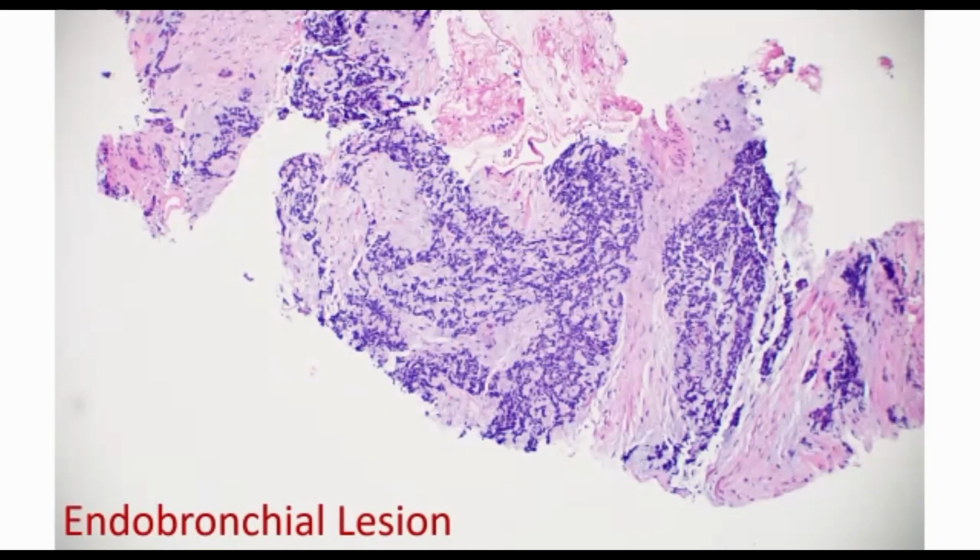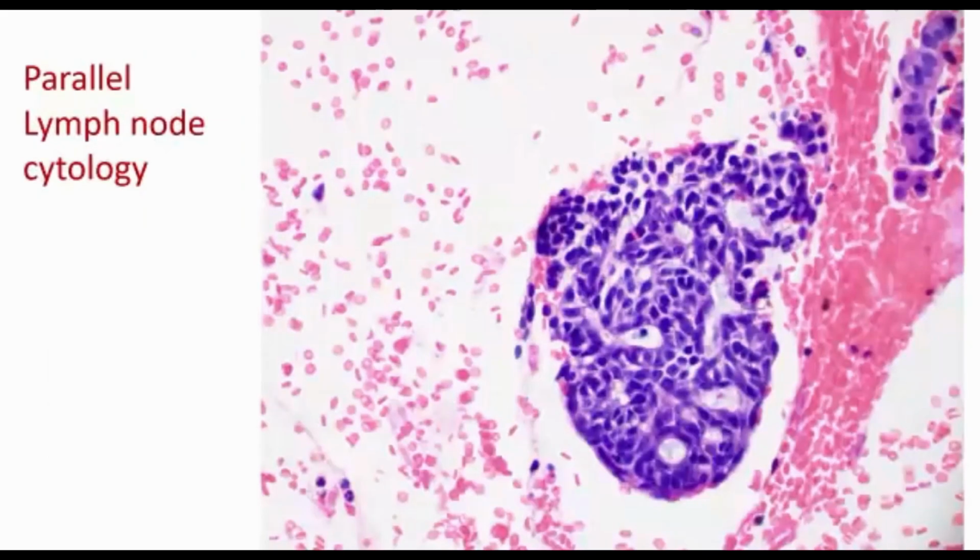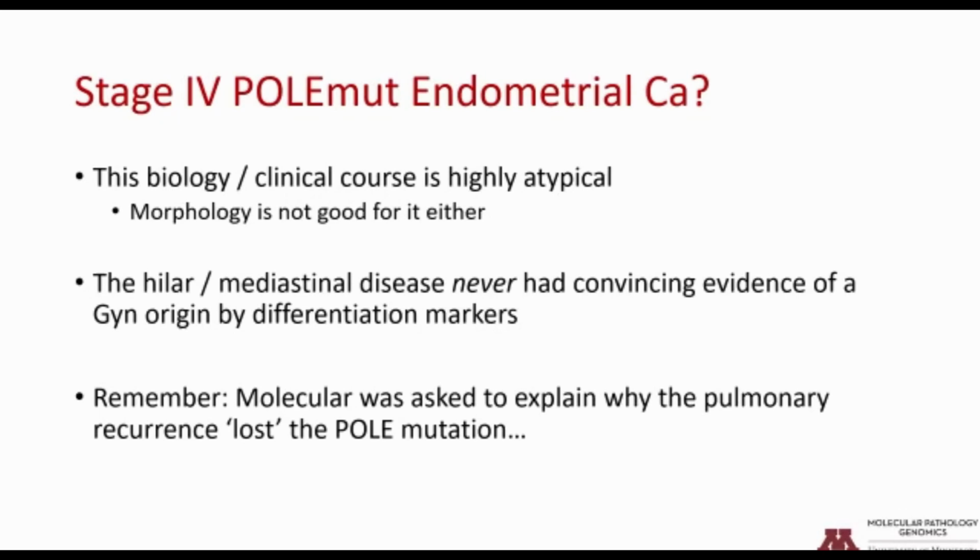So the endobronchial lesion looks like this at low power, and if you get a high power view, you can start to see some of the morphologic features which might be characteristic of this entity. There was a parallel lymph node cytology, which you can see here, and again, remember this is a CK7, CD117, or c-KIT positive lesion. So really we should have been thinking to ourselves, quite honestly, all along, once we actually knew that this was POLE mutant cancer, that it would be incredibly uncommon to be facing stage 4 POLE mutant endometrial carcinoma. Certainly the biology and the clinical course of this is highly atypical, and the morphology, now that we have a much better look at it in the subsequent biopsy, is not a good fit for it either.